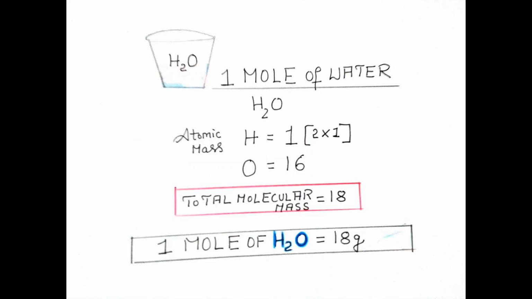Now observe the water molecule. 1 mole of water, H2O. Atomic mass of hydrogen 1, 2 atoms of hydrogen, 2 into 1. Oxygen 16. So 16 plus 2, total molecular mass is 18. 1 mole of water, 18 grams. If you weigh 1 mole of water, 18 grams.